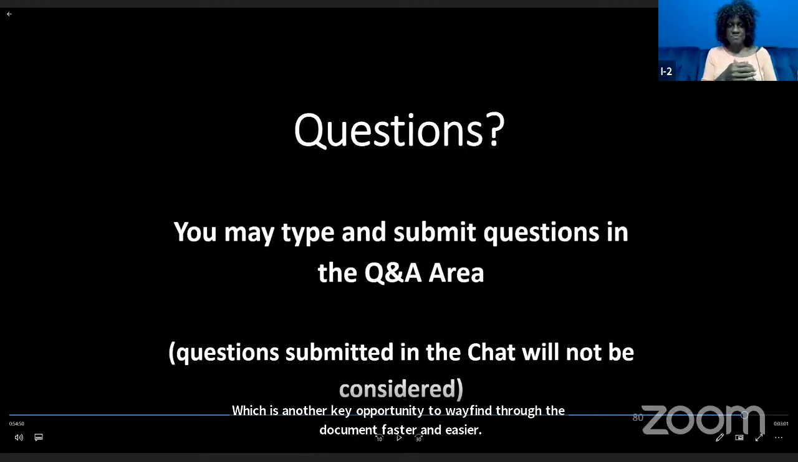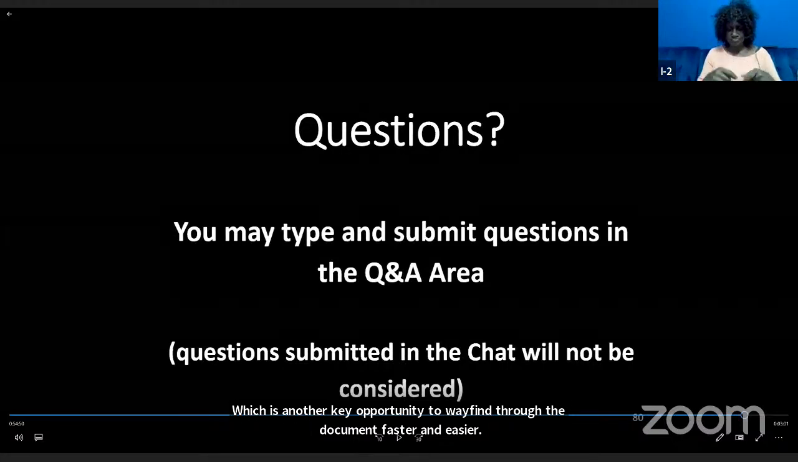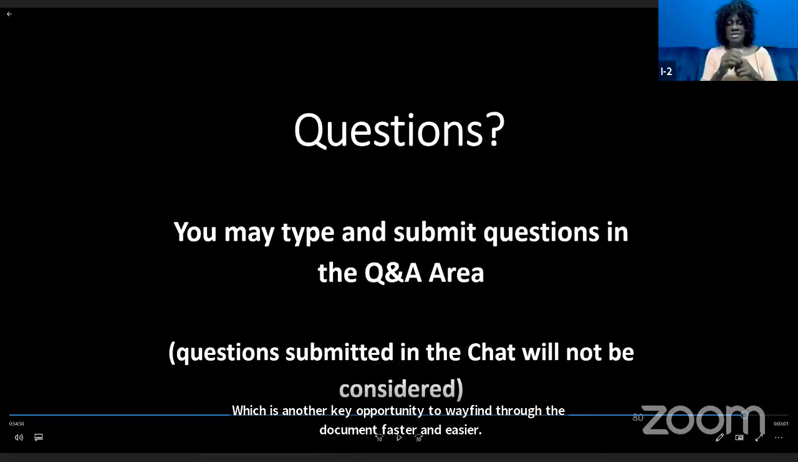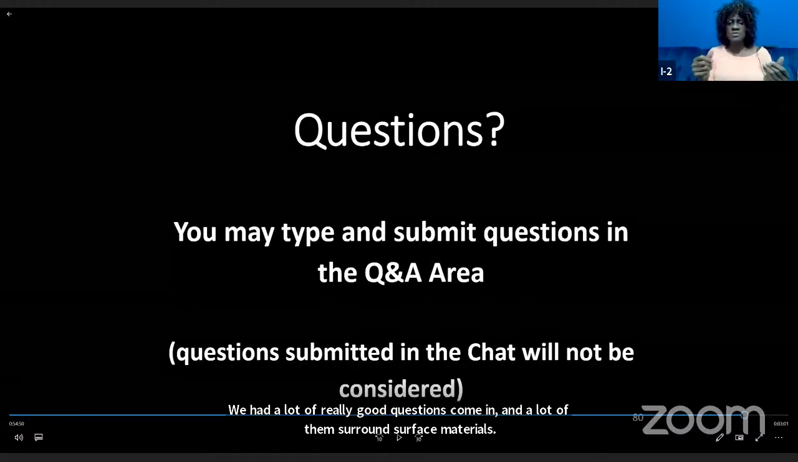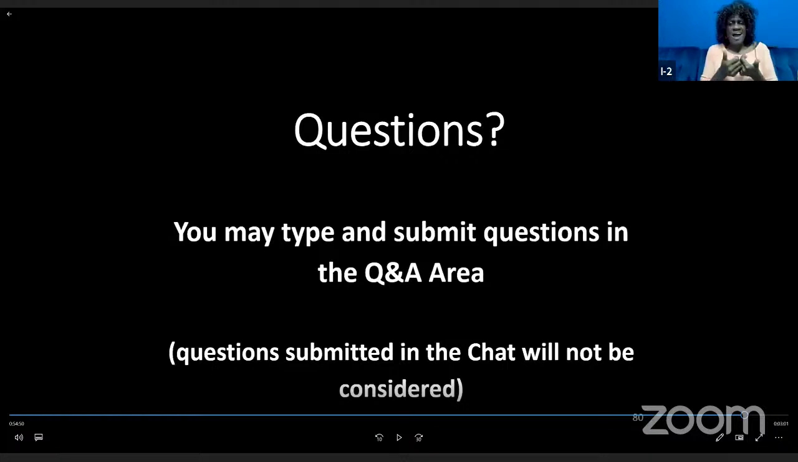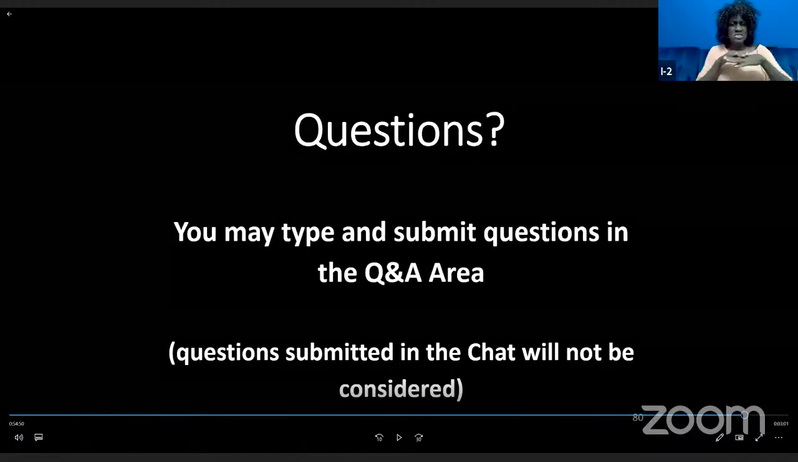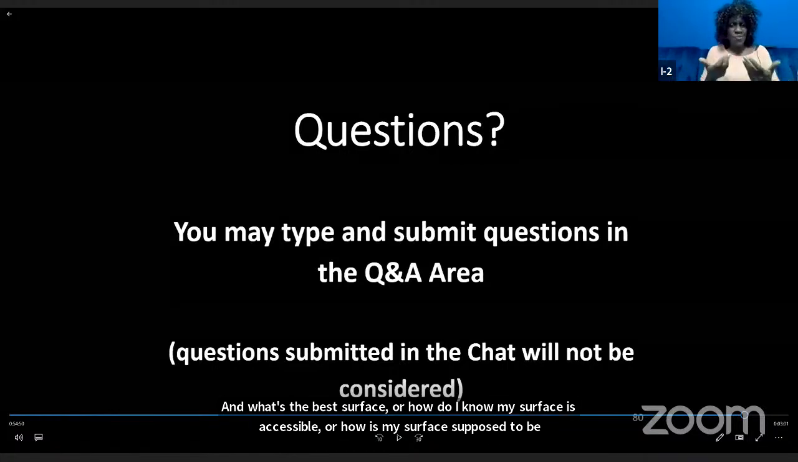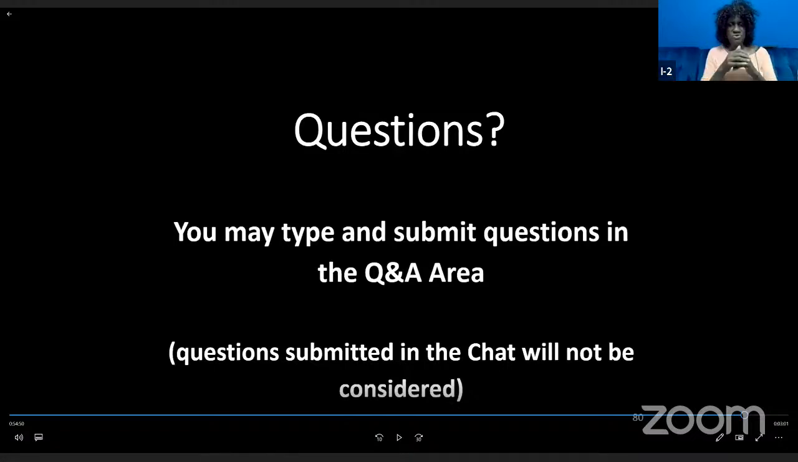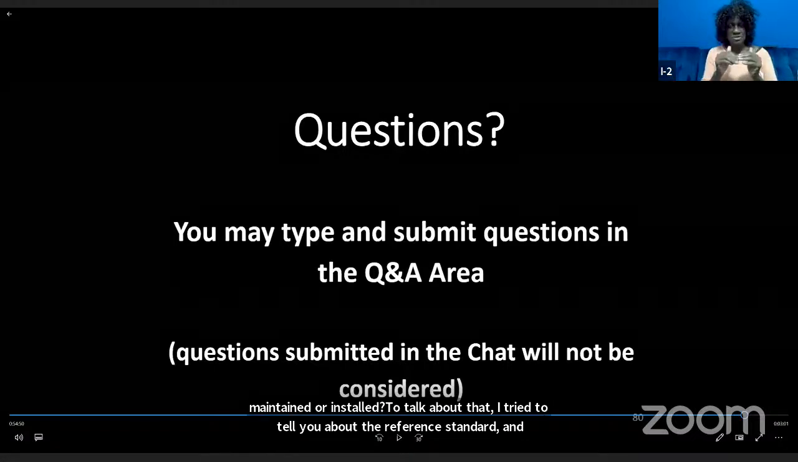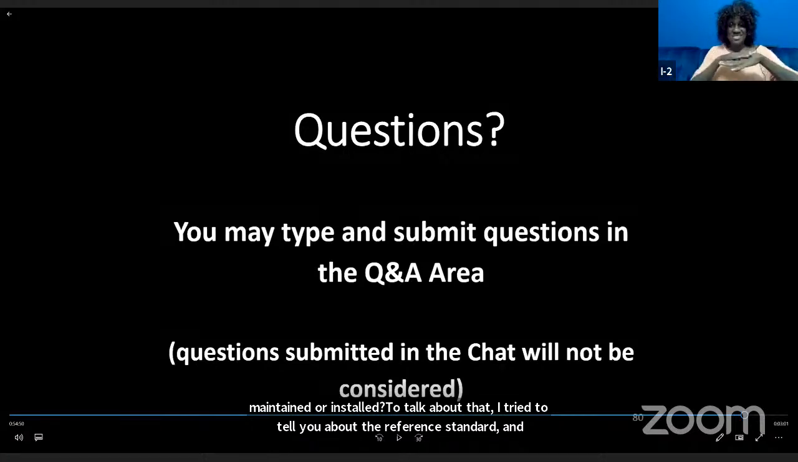We had a lot of really good questions come in, and a lot of them surround surface materials. What's the best surface? Or how do I know my surface is accessible? Or how is my surface supposed to be maintained or installed? To talk about that, I tried to tell you about the reference standards, and some of their limitations is that currently under the surface requirements, all we have is a lab test.